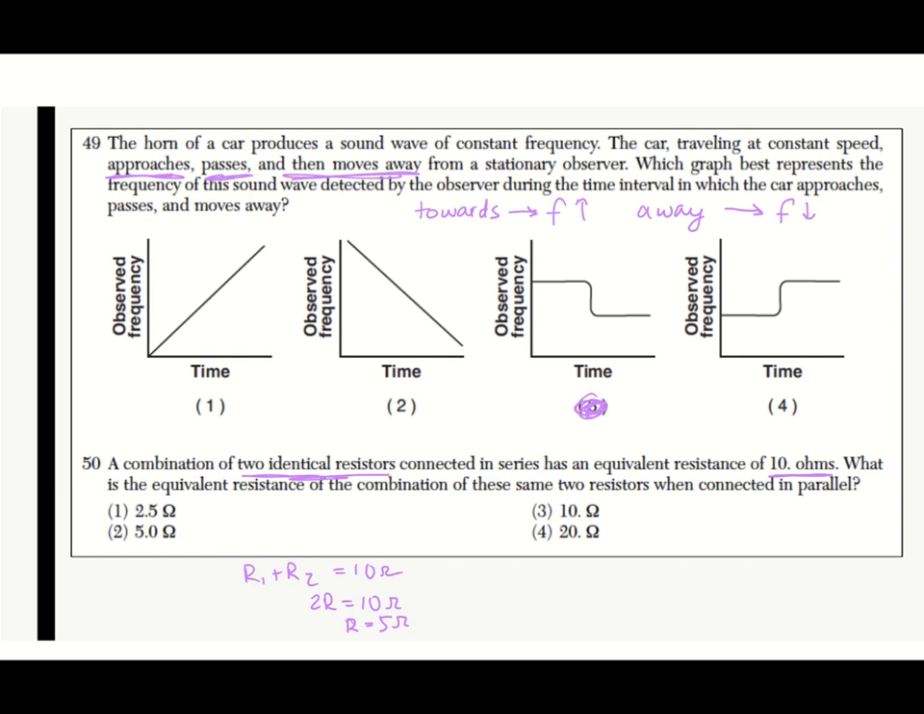What is the equivalent resistance when these same two are connected in parallel? So now we're looking at the parallel equivalent resistance. 1 over R1 plus 1 over R2. So this is going to be 1 over 5 plus 1 over 5 equals 2 over 5. Flip it over, we get 5 over 2. And this is equal to 2.5 ohms, choice 1. Okay.